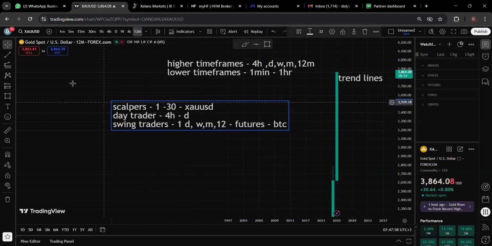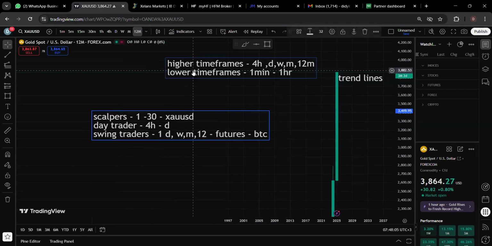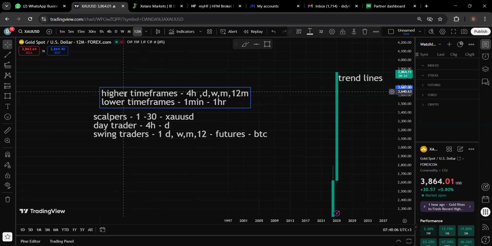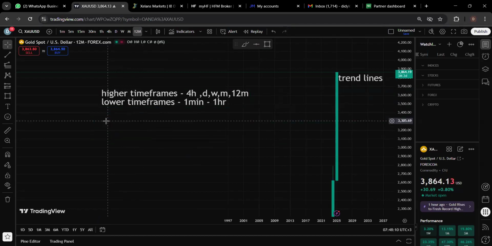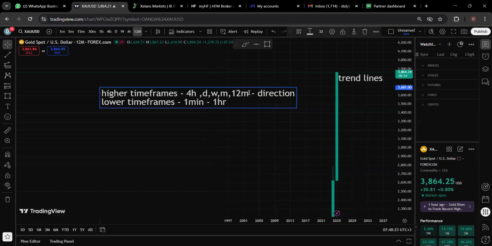So I hope you're okay. Now let's look at the higher time frames and the lower time frames. So you've already seen where you lie, the kind of time frames you'll be taking advantage of. Now let's talk about the higher time frames. What is the work of higher time frames in our market? The higher time frames will always give us the direction where the market is going.